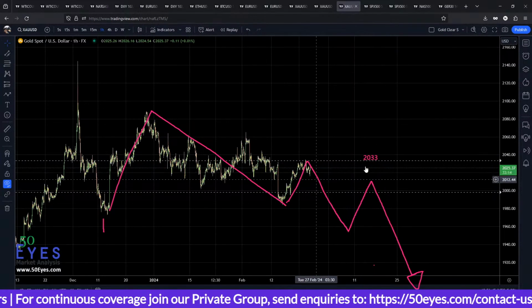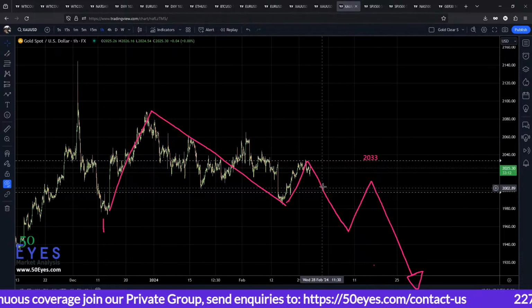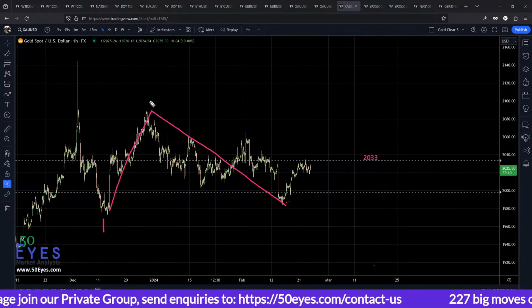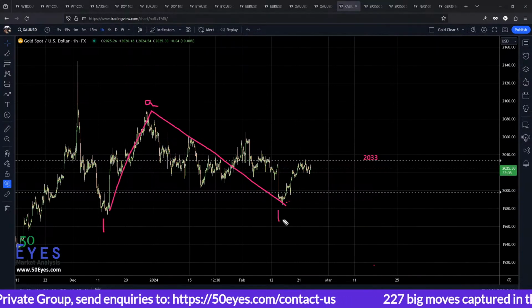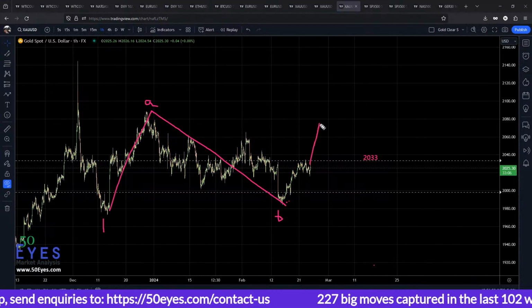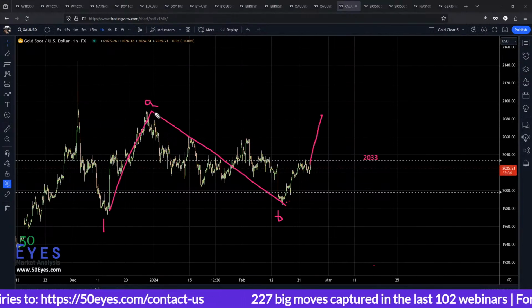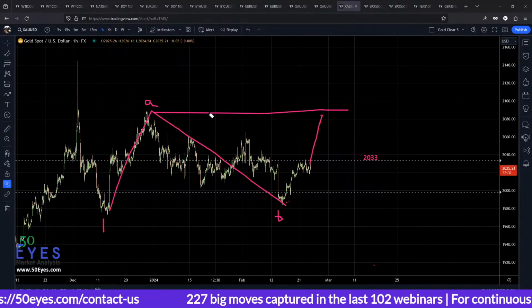Why? Because let's consider the possibility that the market does break 2033. Then what is this really? A flat? And where can a flat go? Maybe till the high, right? But that's not good enough.